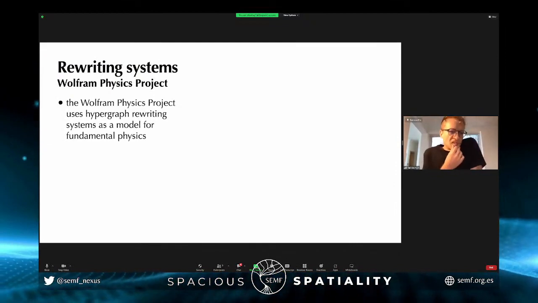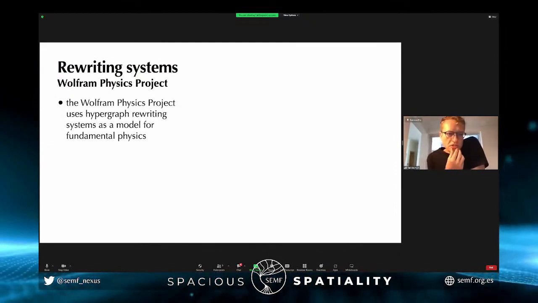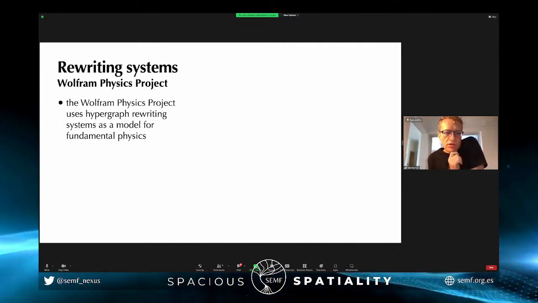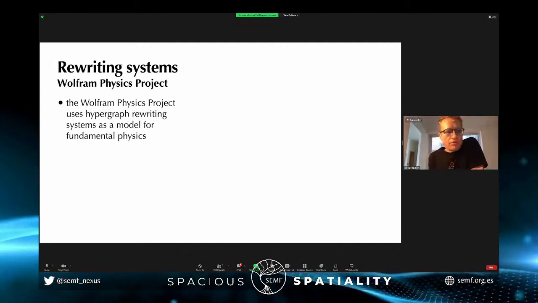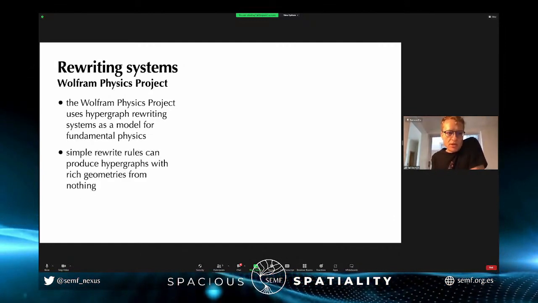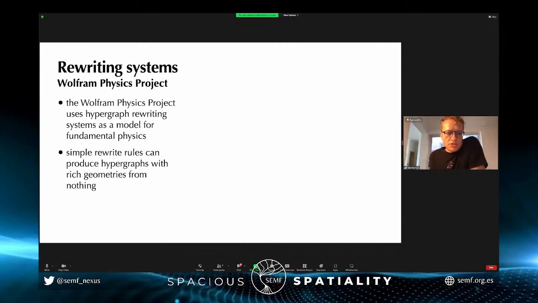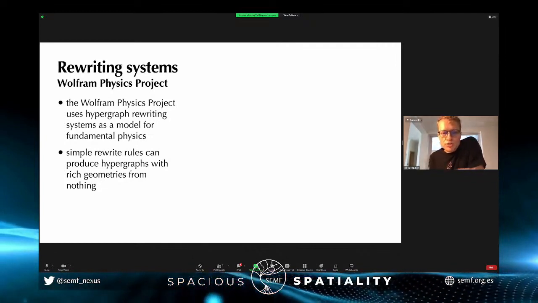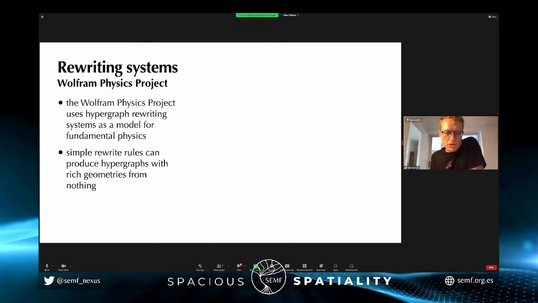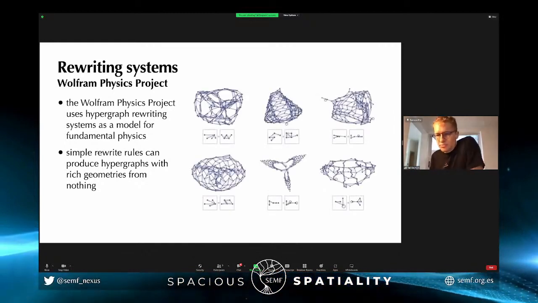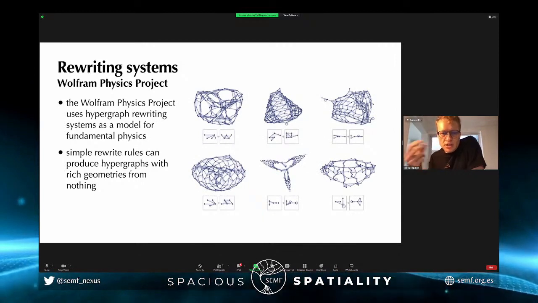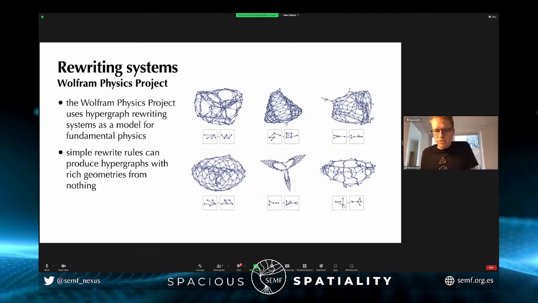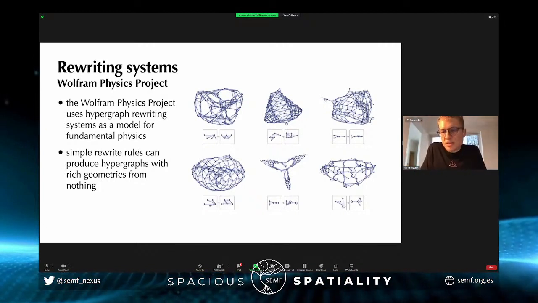Okay, so a place where rewriting systems come up a lot is one of the things I'm involved in, the Wolfram Physics Project, which is a project that is attempting to use a particular kind of rewriting system, a hypergraph rewriting system, as a model for fundamental physics. So in the physics project, simple rules rewrite hypergraphs, and they can produce rich geometries. The resulting hypergraphs can have very beautiful and complicated forms. In a sense, it's highly surprising that starting from really simple initial conditions, applying these very simple rules, you can get these quite exotic geometries that have clearly some kind of space-like structure to them.